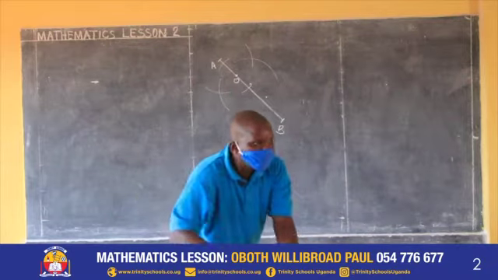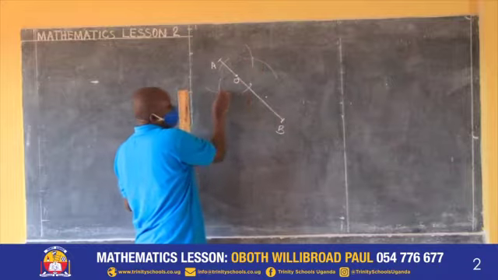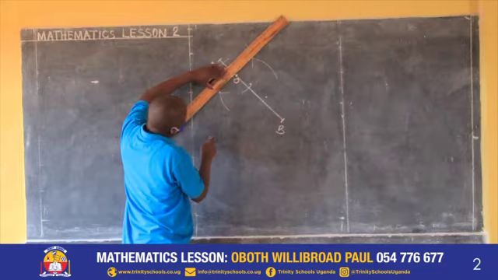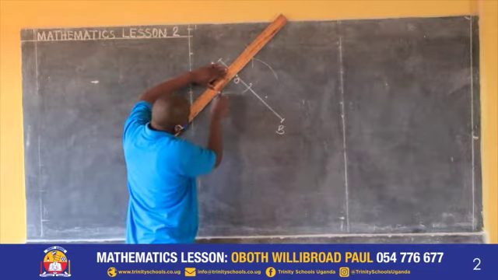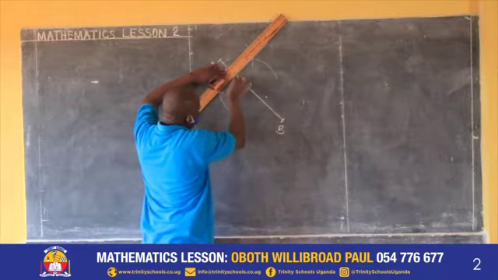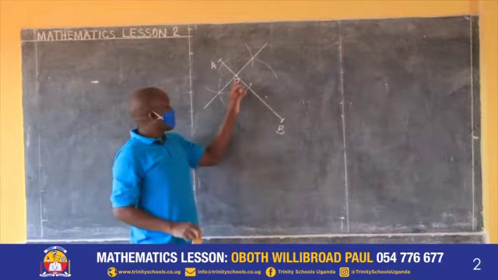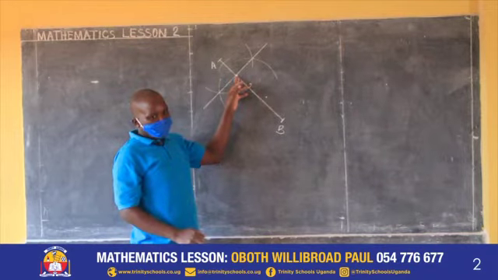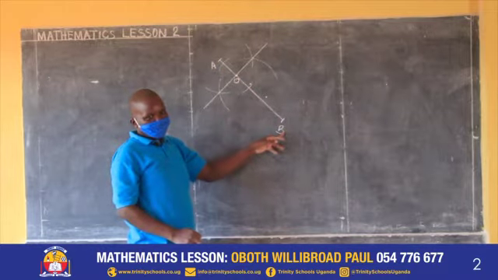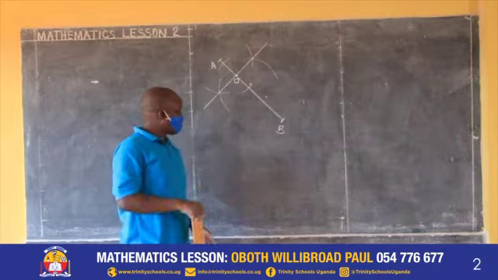You are going to join from this point to that point, and your line is going to pass through point O. You must be very careful when you are joining. So you can see that our line is passing through point O on line AB. That was our first thing that we learned on that day.